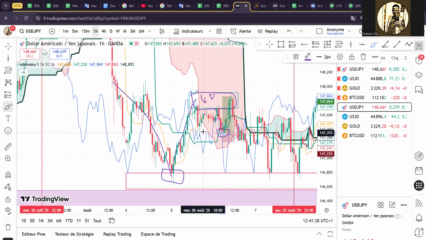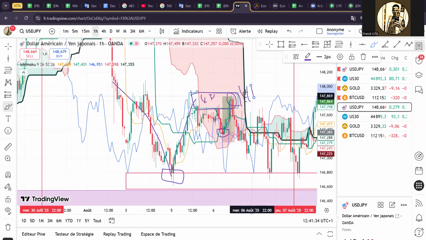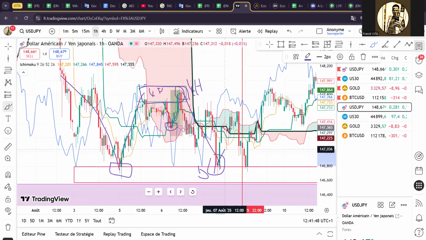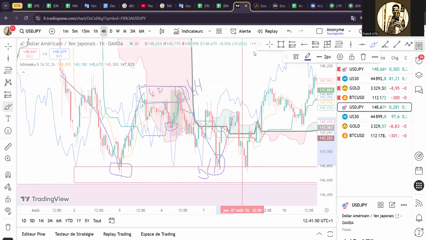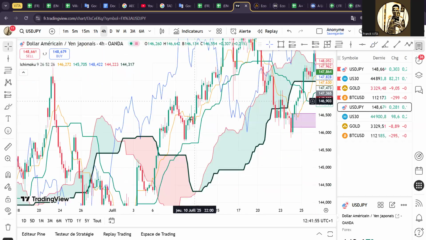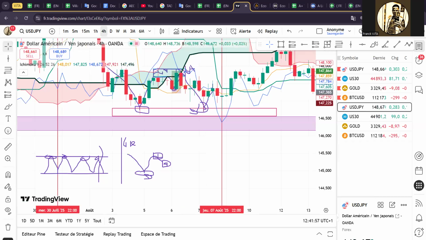Kijun setup. After that, the price moves again to the 4 hour SSB setup. From the 4 hour SSB setup, the price moved down to what? To the daily A plus Kijun setup. Then the price will move to the upside to what? To a 4 hour setup. Let me check the setup. To the 4 hour Tenkan setup.